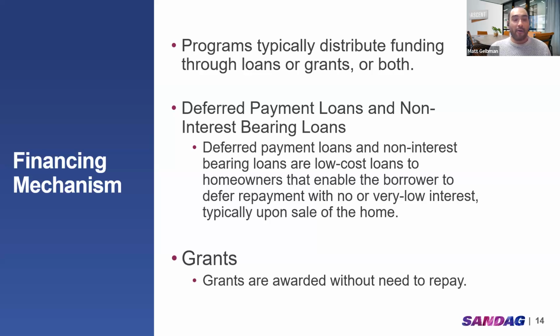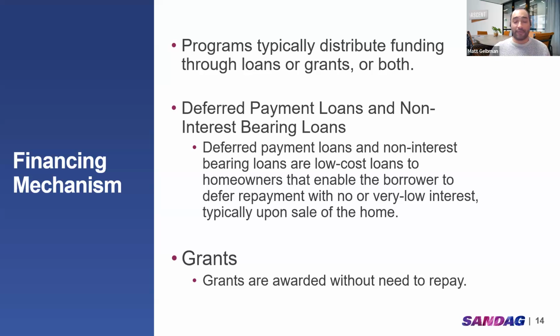So I'm going to talk now about different financing mechanisms. Most states and local governments provide homeowner rehab assistance either through deferred payment and non-interest bearing loans. Some programs provide grants and some are supported by in-kind assistance. The amount of funding for a program is generally at the discretion of a local jurisdiction and is dependent on the total amount of funding available. Typically, what we found in the San Diego region is that funding per household ranges from about $20,000 to $50,000.